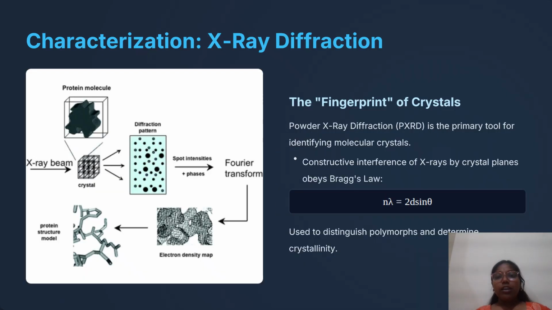X-ray diffraction: the fingerprint of crystals. Powder X-ray diffraction (PXRD) is the primary tool for identifying molecular crystals. Constructive interference of X-rays by crystal planes obeys Bragg's law: n lambda equals 2d sin theta. Used to distinguish polymorphs and determine crystallinity.